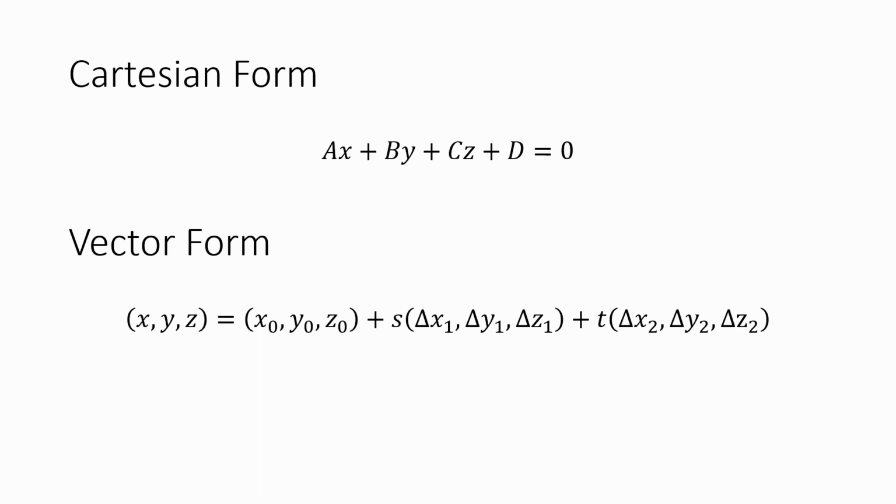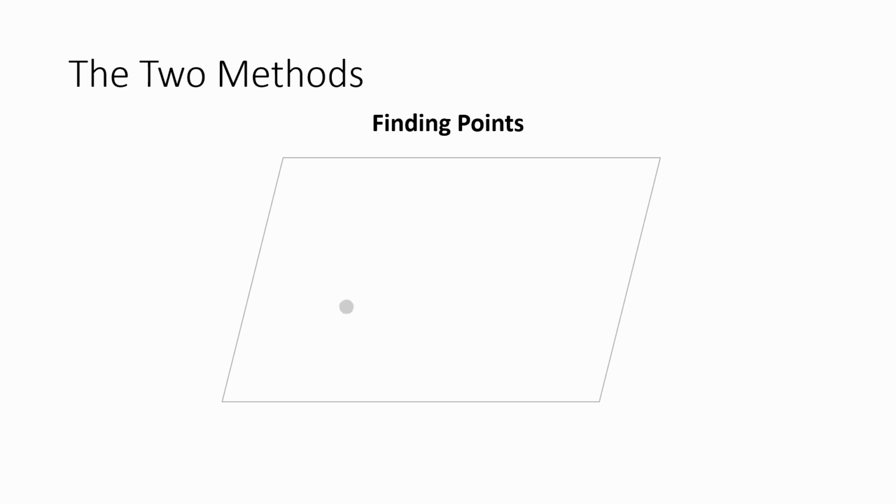In this video, we're going to look at how to go from Cartesian to vector equations. There are two methods we can use to convert. The first one involves finding points, and the second one uses parametric equations. First, we'll look at finding points. This method works by finding any 3 points that lie on our plane, then finding the two direction vectors for us to span the plane.